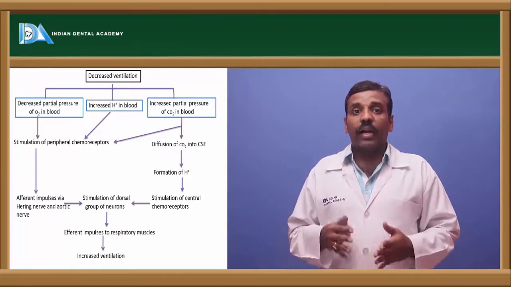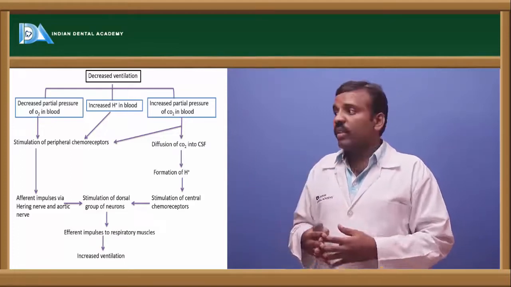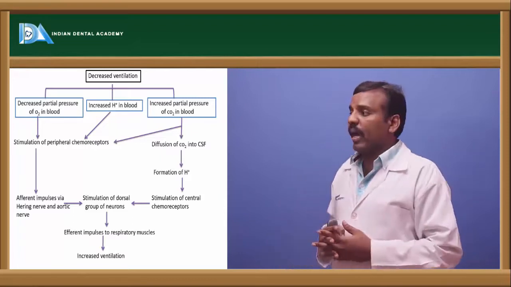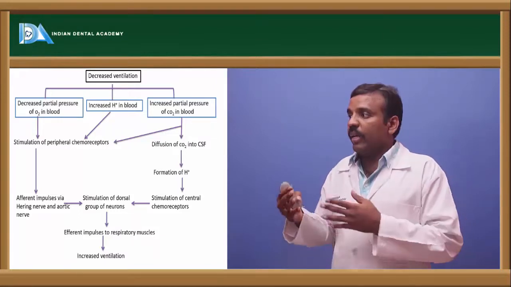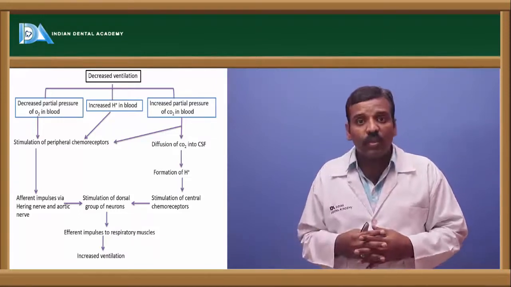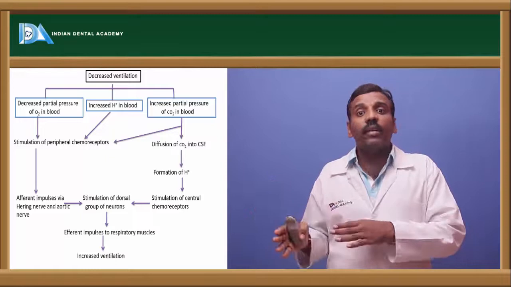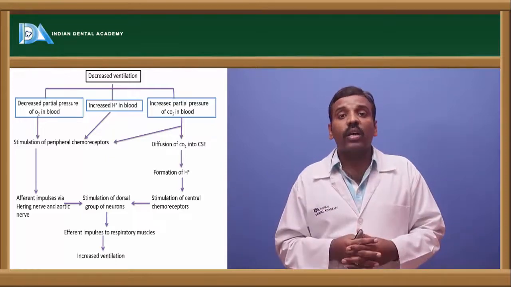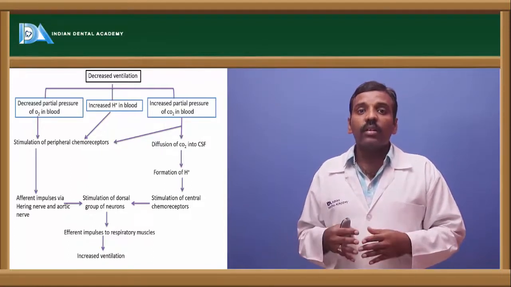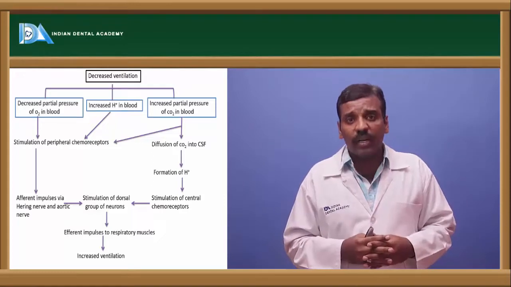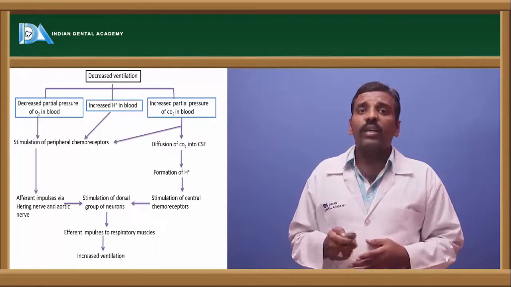This is one type. And when the partial pressure of carbon dioxide is increased, there is diffusion of the carbon dioxide into the CSF, cerebrospinal fluid, and then stimulation of the central chemoreceptors. By that, there is immediate stimulation of the dorsal group of neurons which are present in the medulla. It sends that information to the respiratory muscles, and then there is an increase in the ventilation. This is the chemical type of regulation.